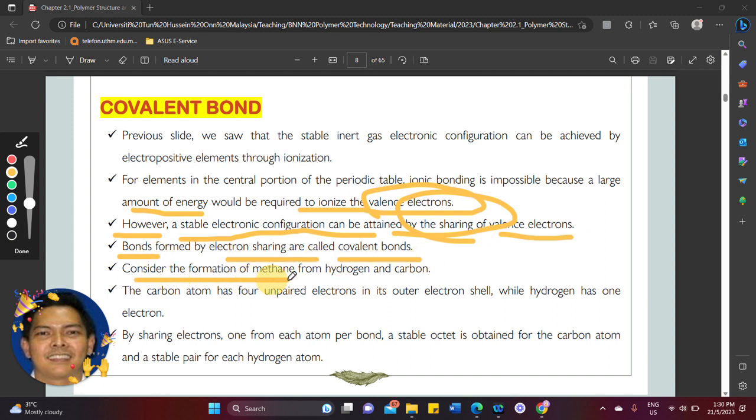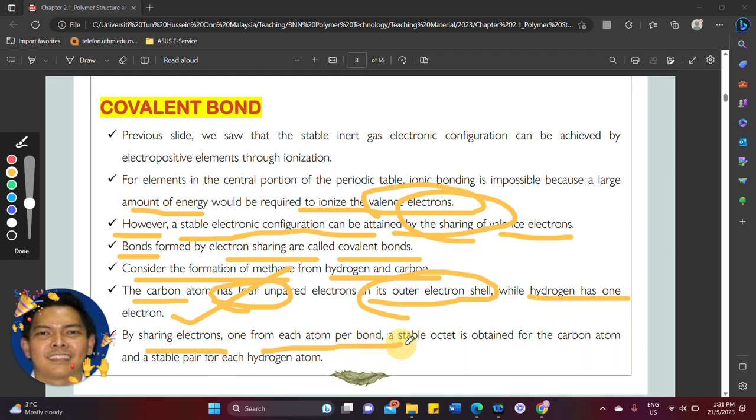Consider the formation of methane from hydrogen and carbon. The carbon atom has four unpaired electrons in the outer electron shell, while hydrogen has one electron. By sharing electrons, one from each per bond, a stable octet is attained for the carbon atom and a stable pair for each hydrogen atom.